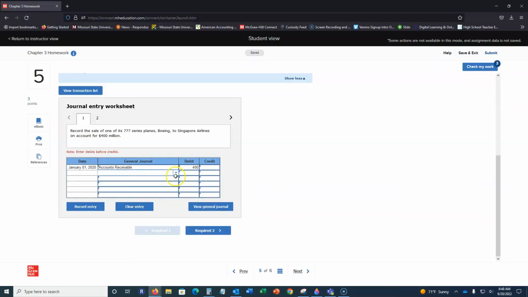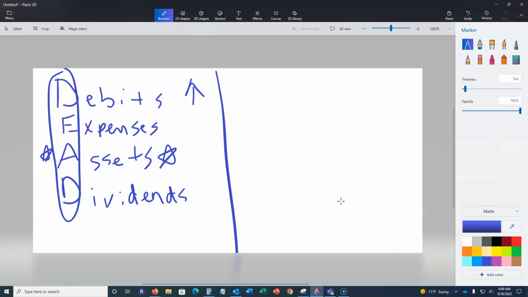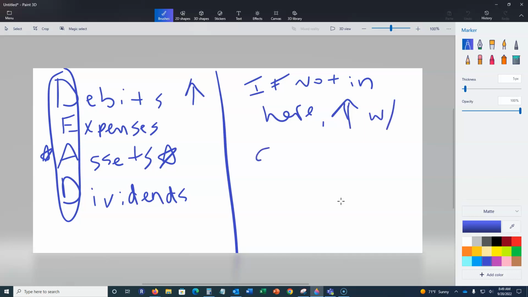Now, the second account here is going to be sales revenue. What did we do? Well, we recognized some revenue, right? We sold some goods. It's going to be $400 million as well, okay? Your debits must equal your credits. How did we know sales revenue was our credit? Well, does it exist? Does revenue exist in this DEAD acronym anywhere? No, it doesn't. So if it's not here, it increases with a credit, okay?